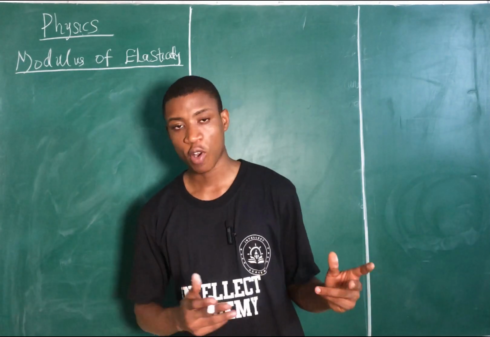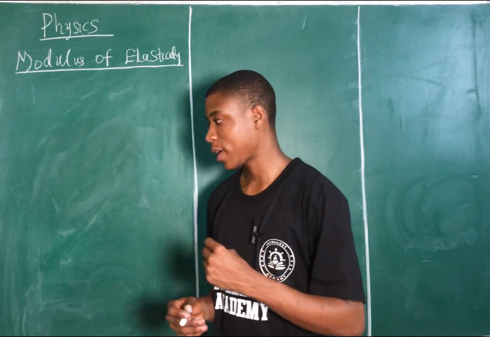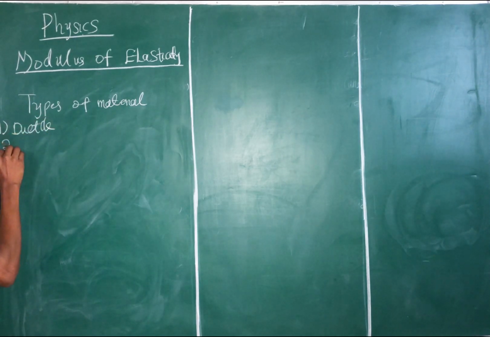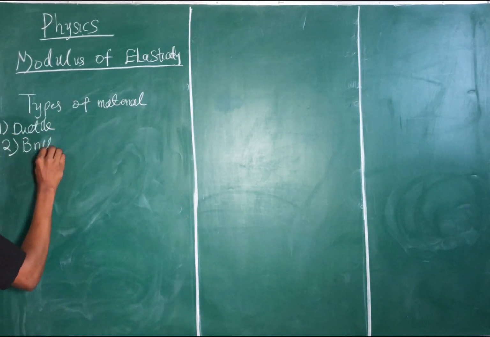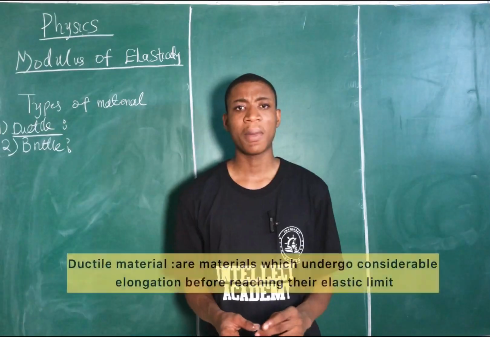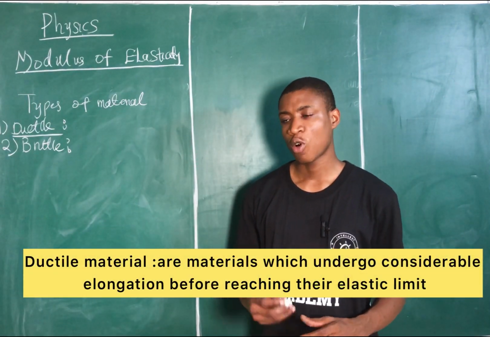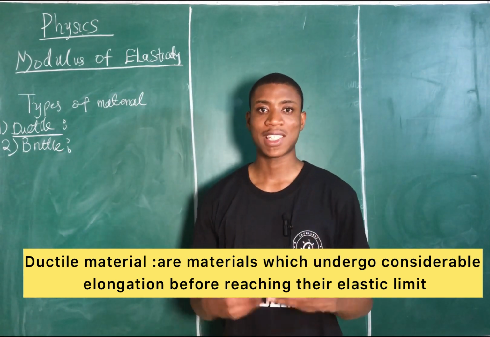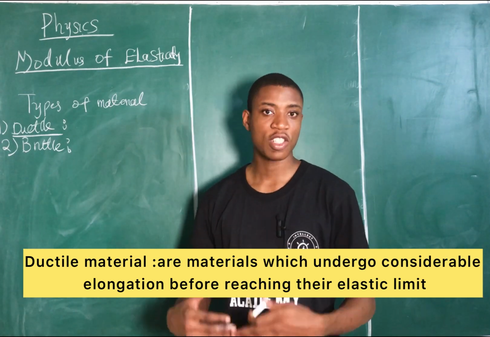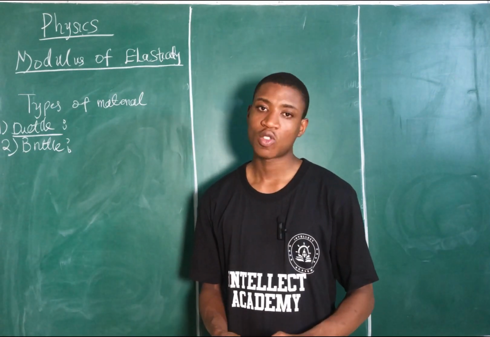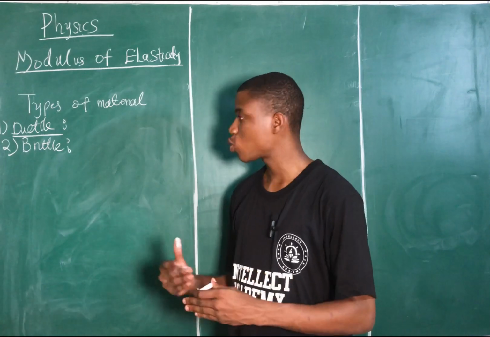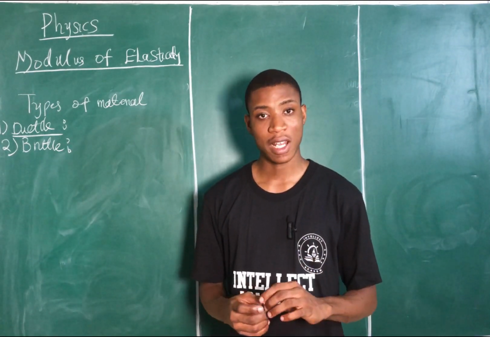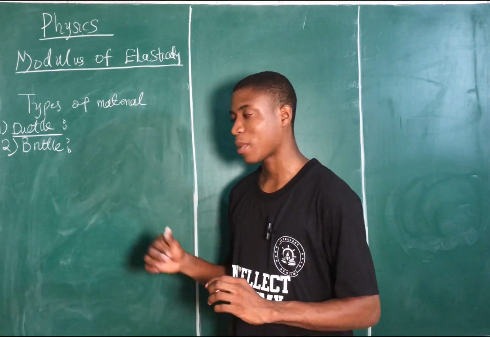The concept is easy. Of course, we know that there are two types of material. We have the ductile material, and the second, we have brittle material. A ductile material undergoes considerable elongation before reaching its elastic limit. When it reaches this point, it breaks. That's what a ductile material is.